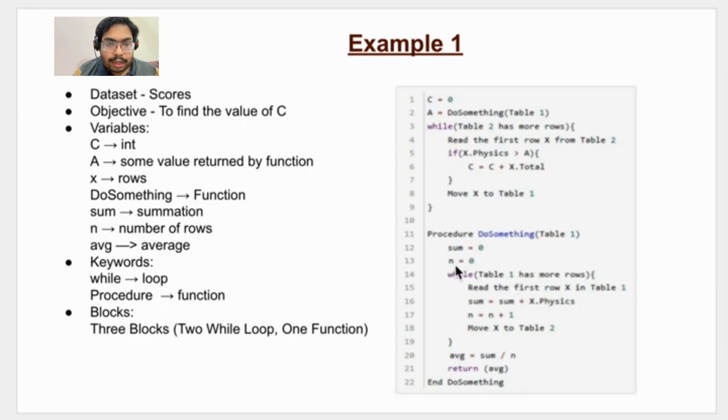You will find here n equal to 0, and avg, it's kind of average. So it is just a preliminary thing, do not assume it hard and fast. Now if you see keywords, you will find some while. So you can guess that it is a loop, and then procedure is a kind of function. And if you say the blocks, there are three blocks actually, two while loops and one function. So inside one function there is another while loop.